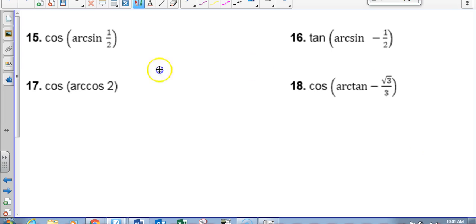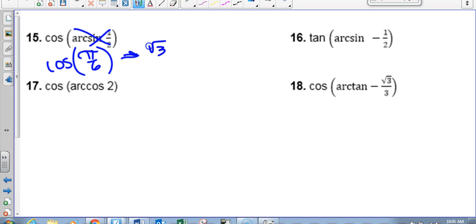Okay. Number 15. Where is the sine 1/2? I want an angle. Pi over 6. Now it says, what is the cosine at pi over 6? Square root of 3 over 2. We're good?